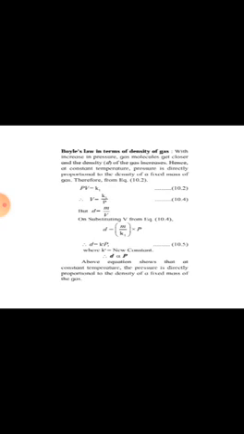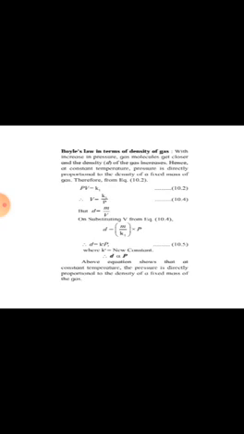Boyle's law in terms of density of gas. With increase in pressure, gas molecules get closer and the density of the gas increases. Hence, at constant temperature, pressure is directly proportional to the density of a fixed mass of a gas.